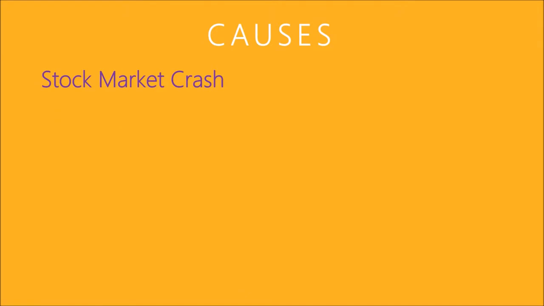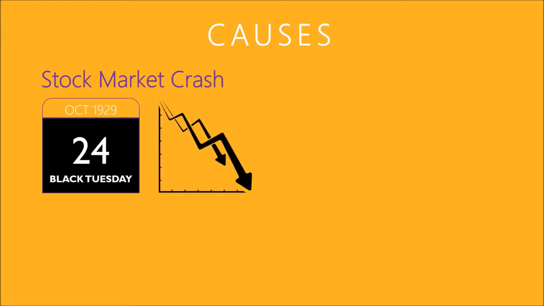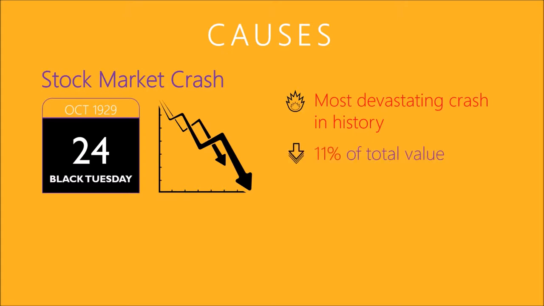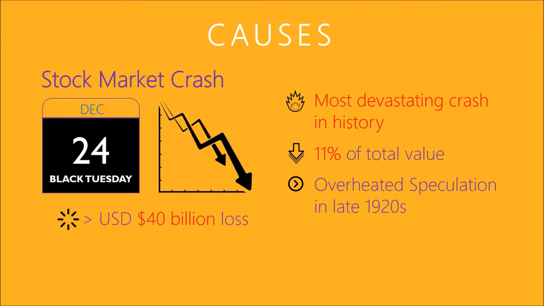One of the major causes of the Great Depression is the stock market crash that occurred on Black Tuesday, 24th of October 1929. In fact, it was one of the most devastating stock market crashes in the United States history. And on that day, the market lost 11% of its total value at the opening bell. This stock market crash was simply due to the over-leveraged and overheated speculation in the late 1920s. In just 2 months, stockholders had lost more than $40 billion.